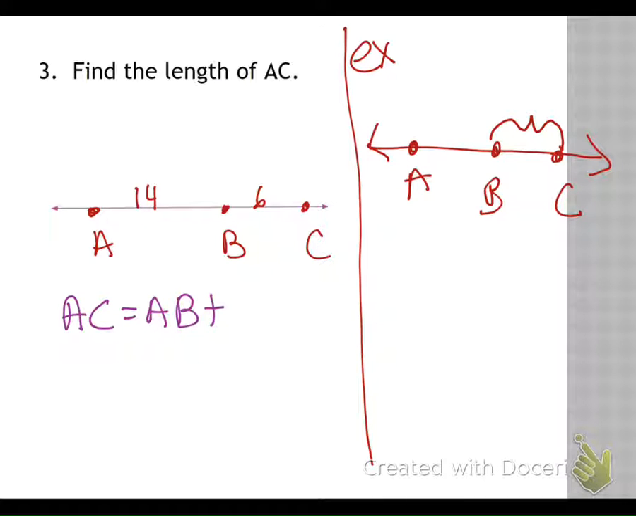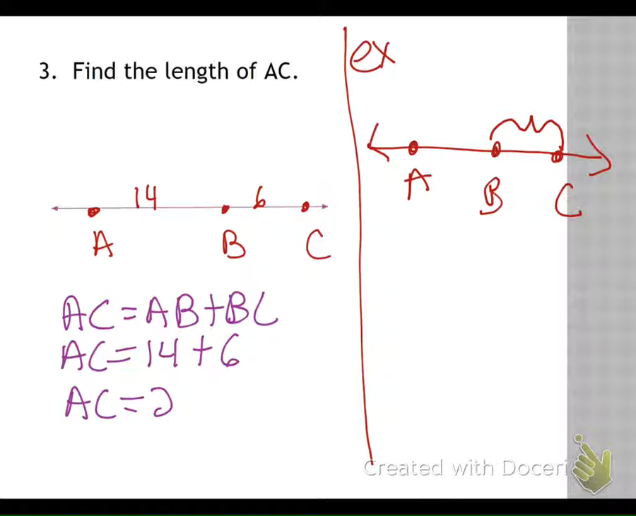Exactly right. Nice job. AC equals 20. Very nice. Did you guys agree with his work? Awesome. Okay, so the second one I put up here is an extra example.